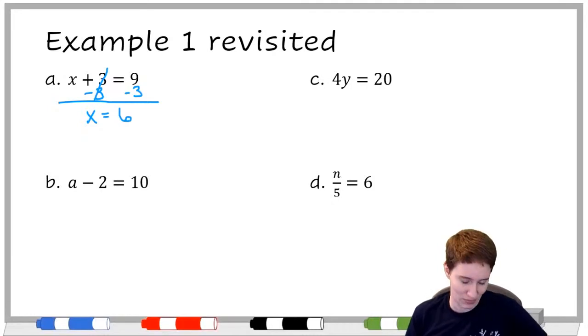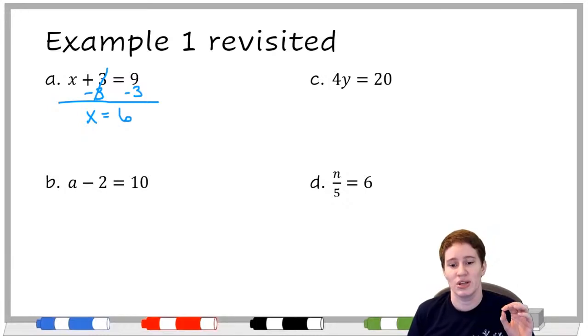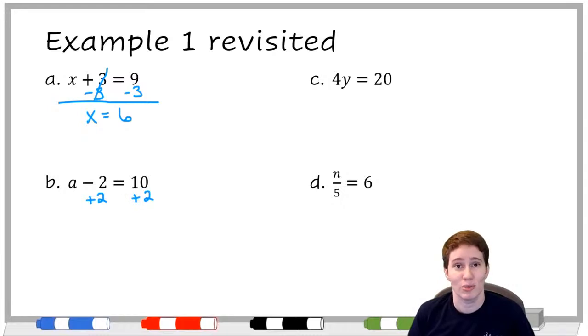Alright, let's look at b. So here we have a minus 2 equals 10. So because we have a minus 2 there, now wouldn't it be great if we could add 2? Well, we can if we use the addition property of equality. So I can add 2 here, and I can add 2 there, here a 2, there a 2, everywhere a 2, 2.